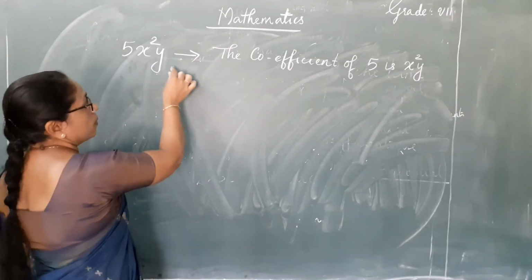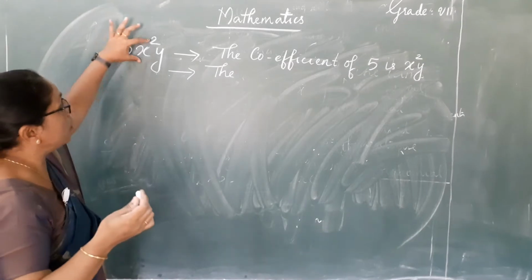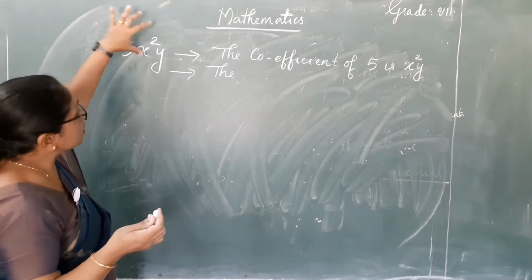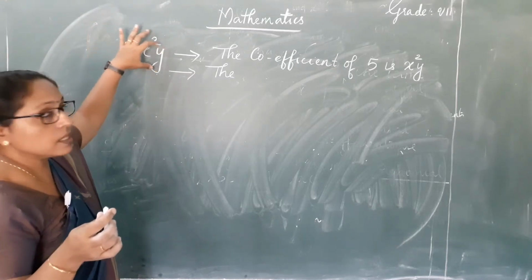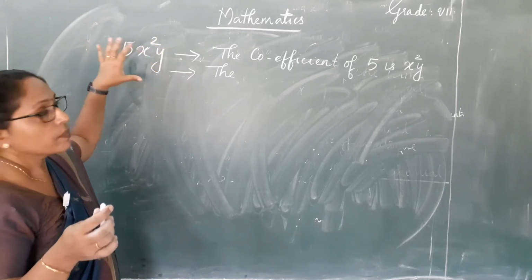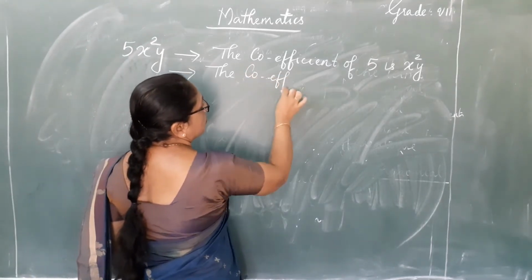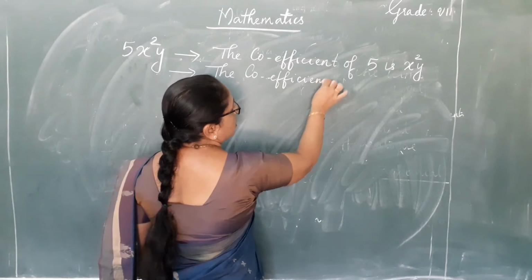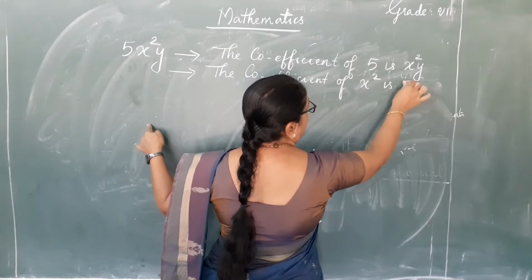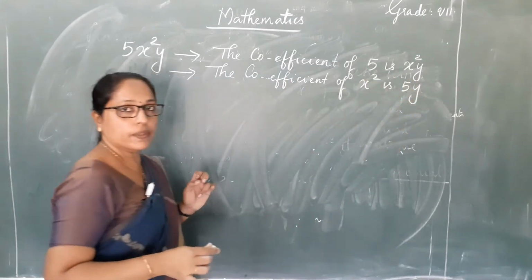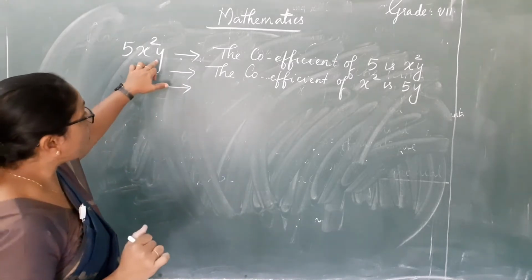Okay, now the question is, what is the coefficient of x square? You have to look at this term where x square is, and what are the other factors along with x square? The product, that is known as the coefficient. So the coefficient of x square is 5y.